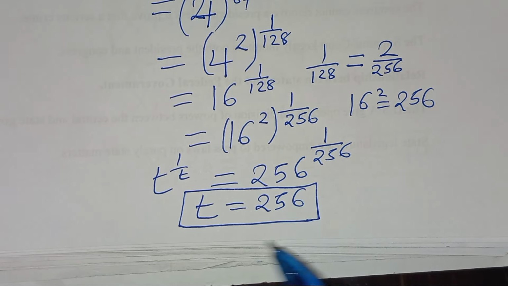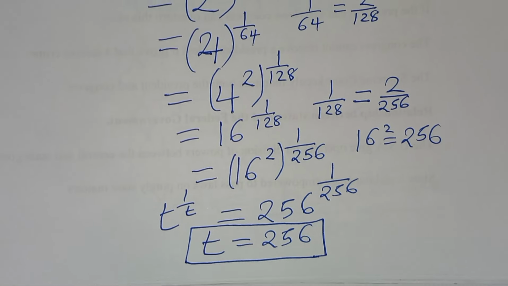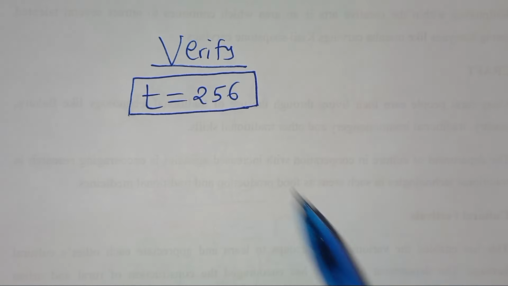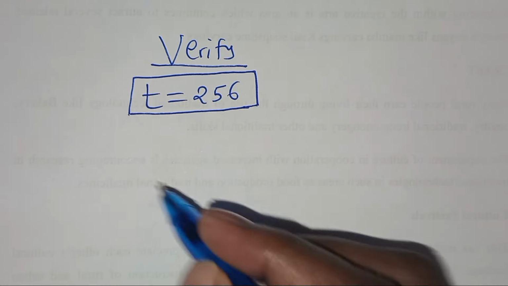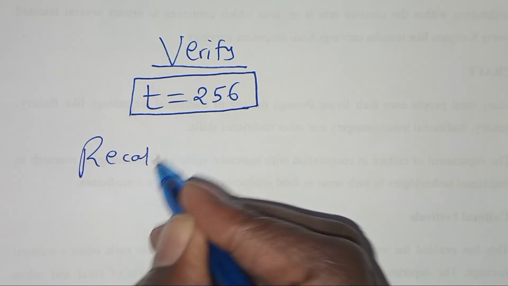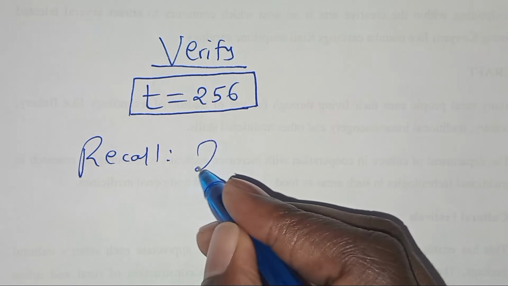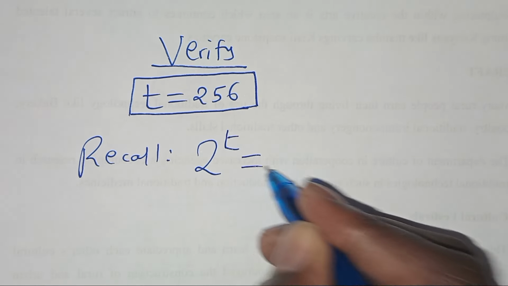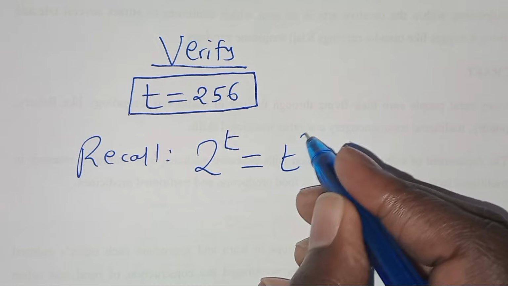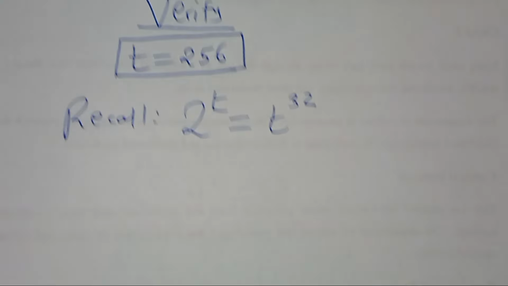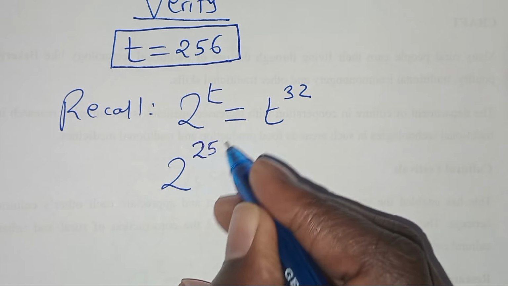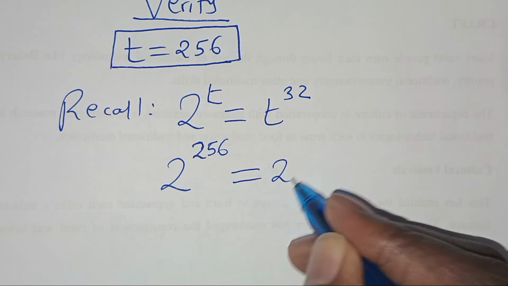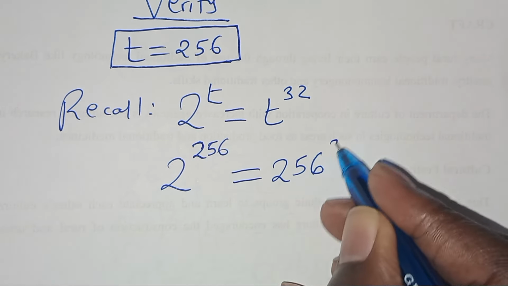Now let's verify that this value of t actually satisfies the equation. So now we have t equal to 256. Let's verify this. If you recall, we started with 2 to power t equal to t to power 32. So let's substitute the value of t. Here we have 2 to power 256 equal to 256 raised to power 32.